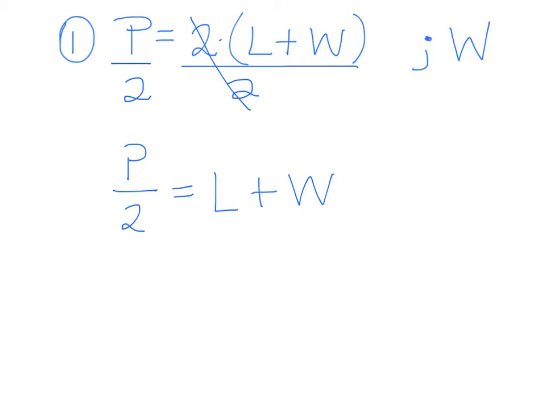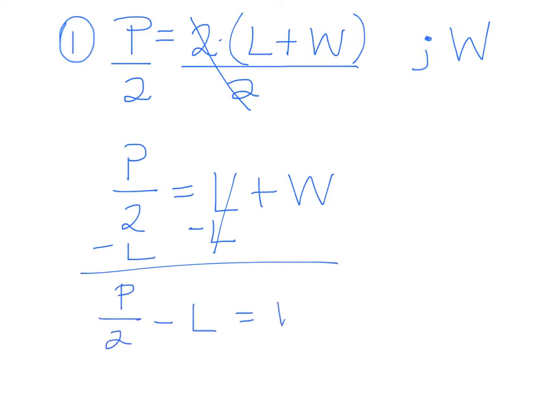The next thing I need to get rid of is this L. Since this is a positive L and I'm moving over the equal sign, I'm going to use the inverse property and subtract that L. So what I've got is P divided by 2 minus L equals W. Now remember, the P divided by 2 and the L can't go together. They're not like terms, so we've got to keep those separate. And we've isolated for our W and we're finished.